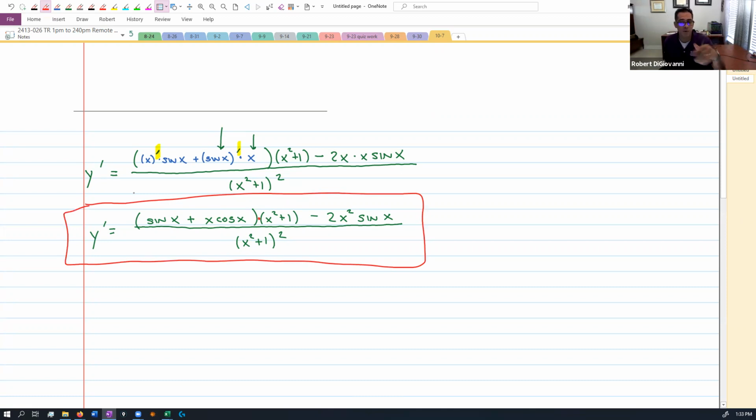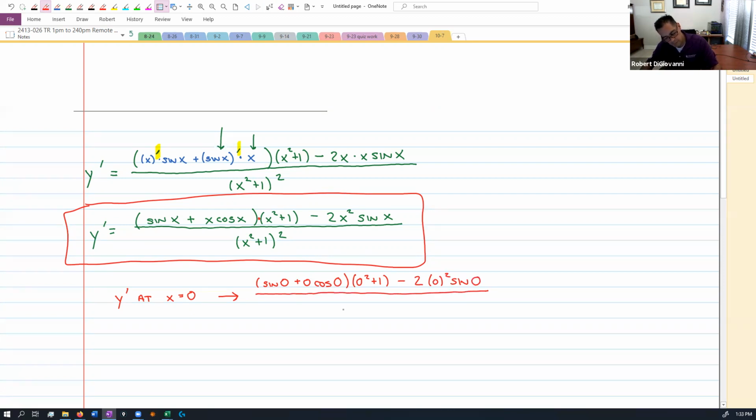I mean, we're not done though. Remember, we wanted the equation of the tangent line, right? So if I want to find y prime at the point we're talking about, x was 0 there, right? I need the derivative at x equals 0. So now what I'm going to do is plug 0 into this. Everywhere I see x, replace with 0. So I have sine of 0 plus 0 cosine 0, times 0 squared plus 1, minus 2 times 0 squared times sine of 0. All of that over 0 squared plus 1 squared.